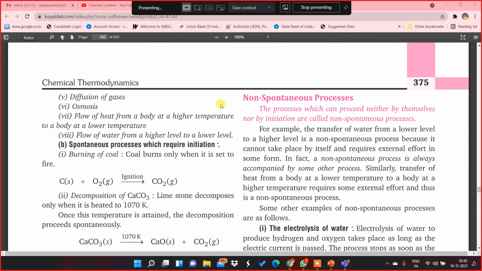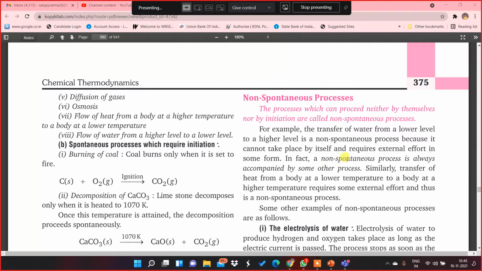Moving further to non-spontaneous processes, the definition: the processes which can proceed neither by themselves nor by initiation are generally called non-spontaneous processes. For example, transfer of water from a lower level to a higher level. We need a water pump. It is a non-spontaneous process because it cannot take place by itself and requires external effort in some form.